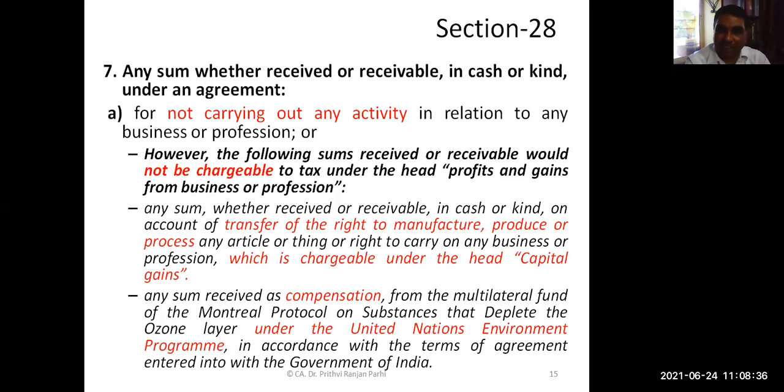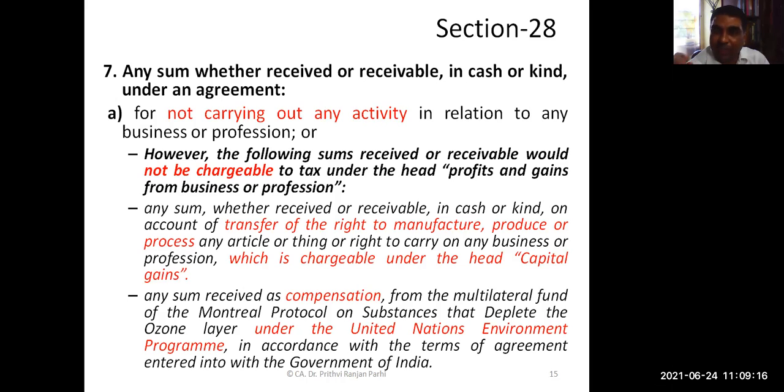Okay, but however, categorically, it has been specified that the following sums which are received or receivable shall not be chargeable to tax under the head PGBP. What are these sums? Any sum, whether received or receivable in cash or kind, on account of transfer of right to manufacture or produce or possess any article or thing, or right to carry on any business or profession, which is chargeable under the head capital gains. That means if you have received some sum which is chargeable under the head capital gains, that will not be included under section 28.